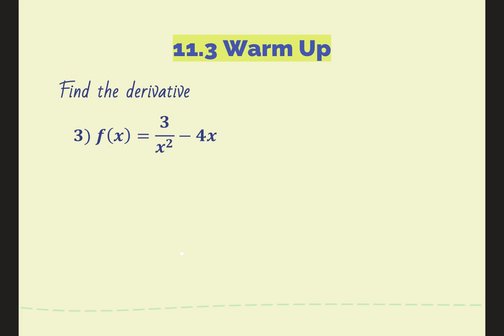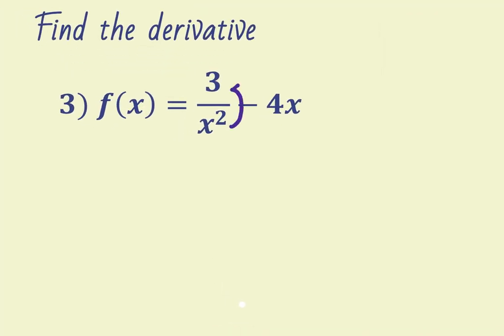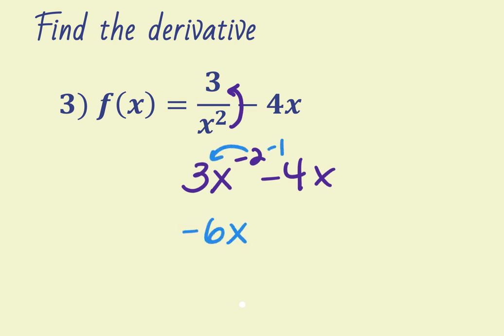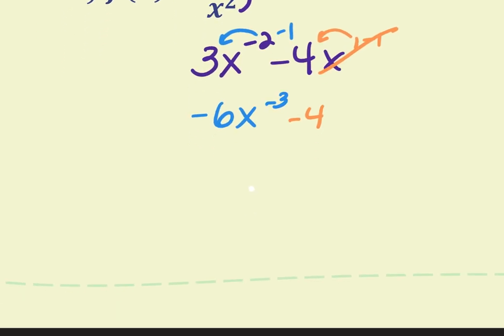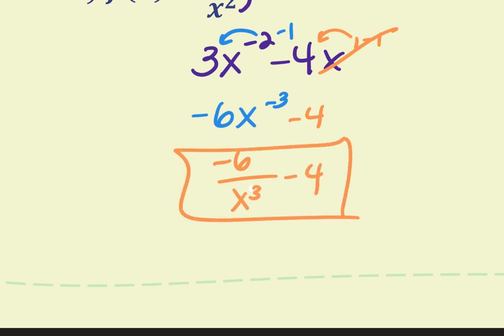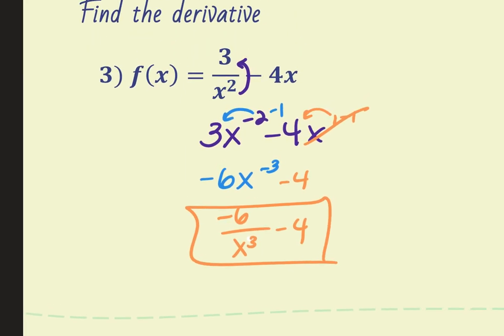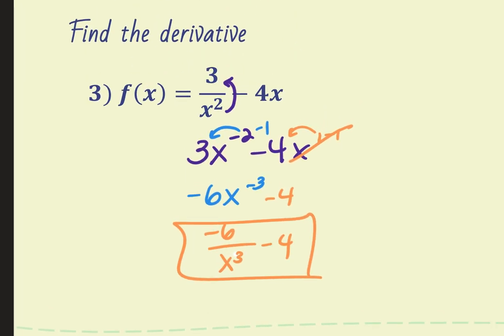Okay, the next one, find the derivative. This time I got to bring the exponent to the top. How do I do that? Good. 3x to the negative 2 minus 4x. And then negative 2 times 3 is negative 6 x, subtract the 1, to the negative third. This would be x to the first, multiplied it's negative 4, subtract the 1, that goes to 0, and the variable's gone. And then we can't leave it like that. We move it back to the denominator. And that's the derivative. Questions?